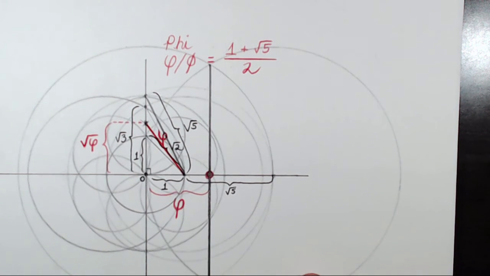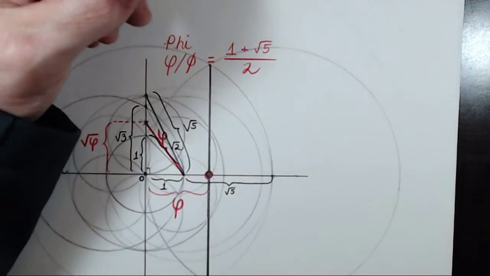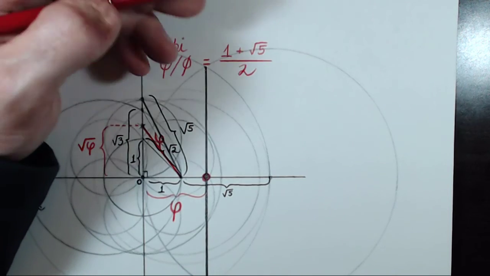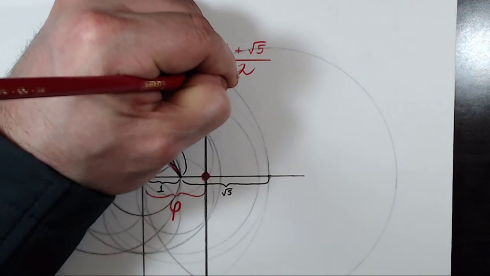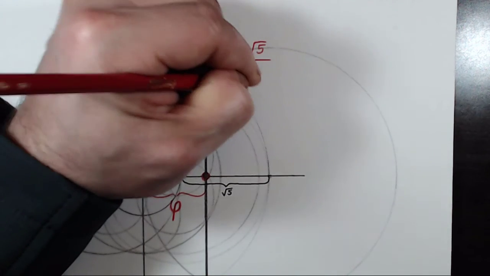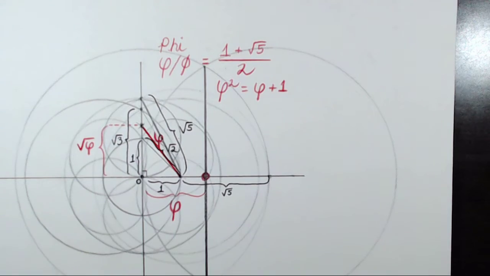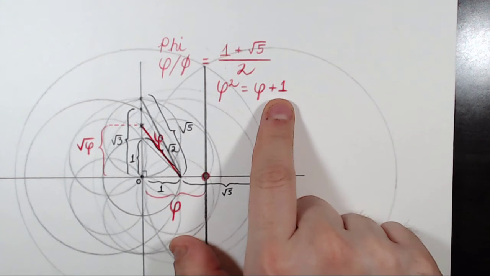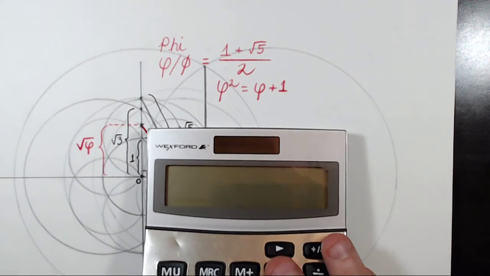Before we use the Pythagorean theorem, it is important to note one special property of phi. I'll write this in the red pencil. Phi is the only number, ladies and gentlemen, that has this property. Phi squared is equal to phi plus 1. It seems very simple, but that's very profound. Phi plus 1 is equal to phi squared. If you don't believe me, check this out.